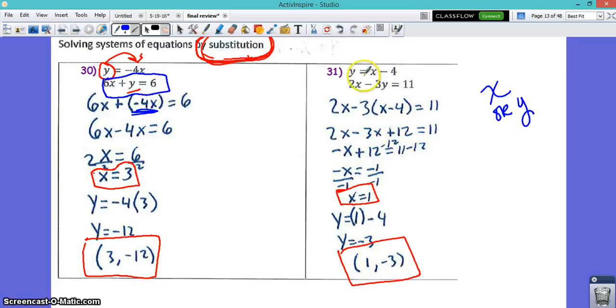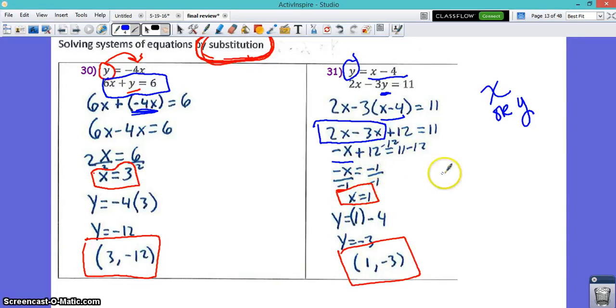Okay, for 31, this one already shows you what y is. Well, y is x - 4. So that means right here, everywhere there's a y, you're going to put x - 4. Distribute, combine like terms, and 2x - 3x is -1x, plus 12 equals 11. So then from there, you're going to subtract 12, and x is -1.